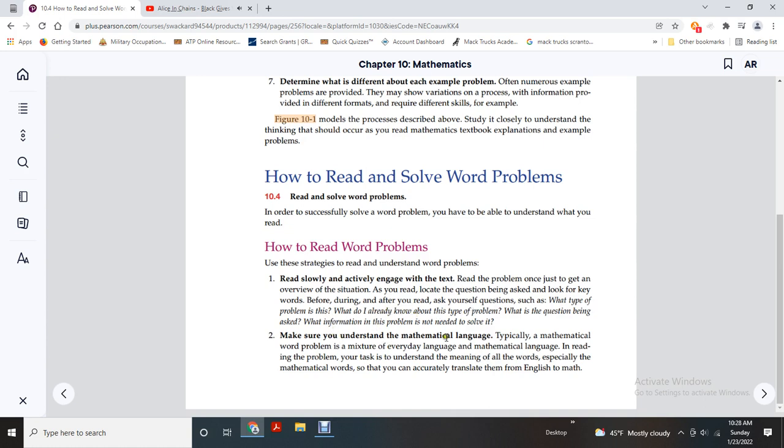Make sure you understand the mathematical language typical of mathematics word problems. Whether it is everyday language or mathematical language, when reading the problem your task is understanding the meaning of all the words, especially the mathematical words, so that you can accurately translate from English to math.